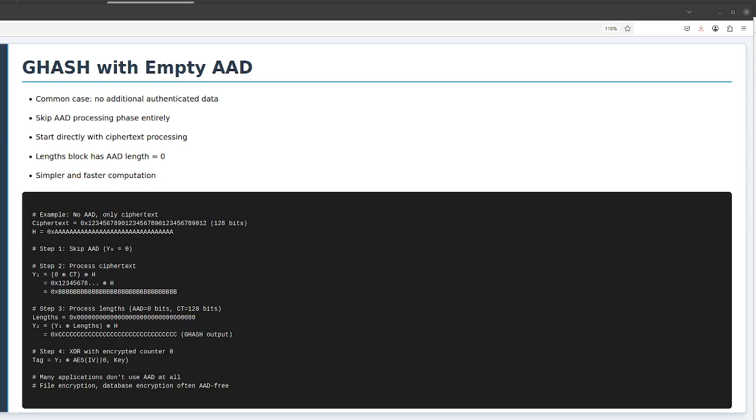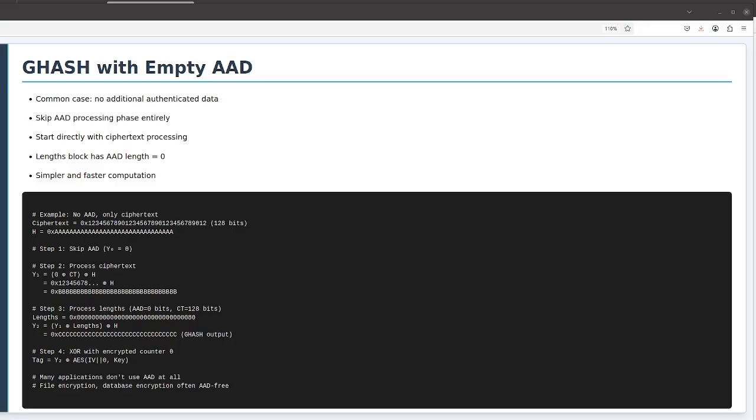Let us do an example. Suppose your ciphertext is a single 128-bit block C1 equals 0x12 ending with 9012, and your H is 0xAA ending with AAA. Start with Y0 equals 0. Since there is no AAD, you go straight to ciphertext.